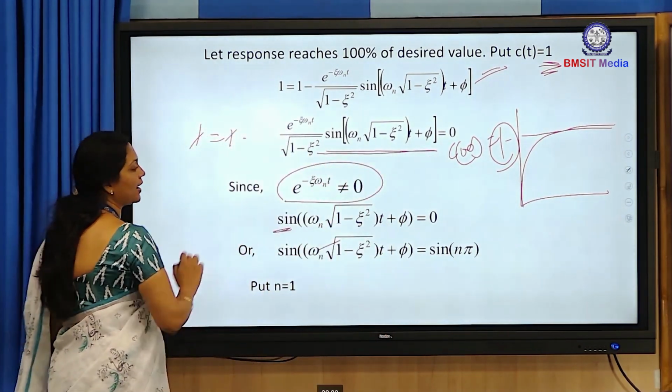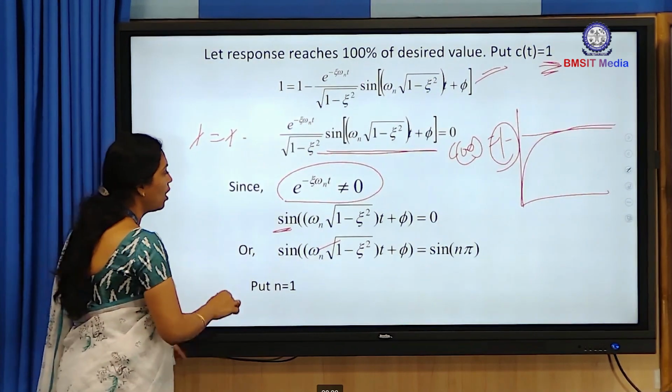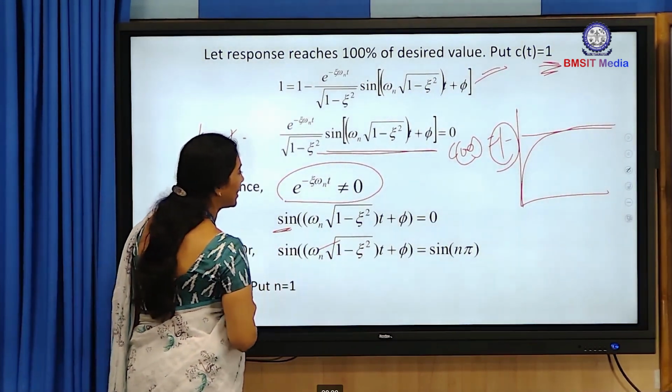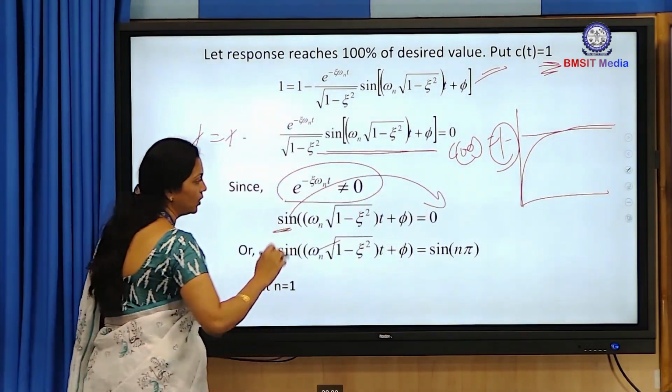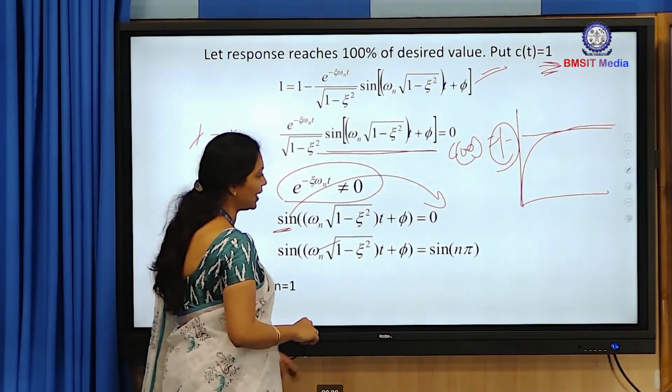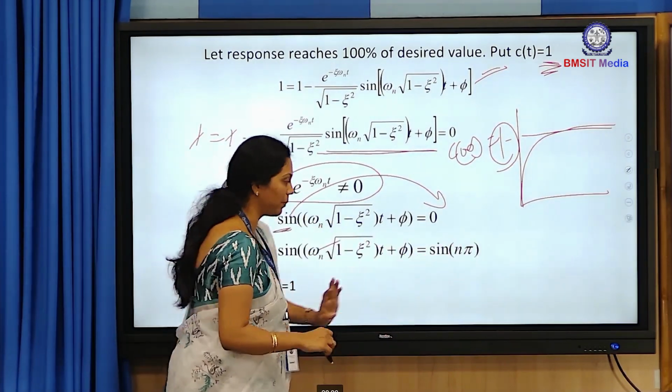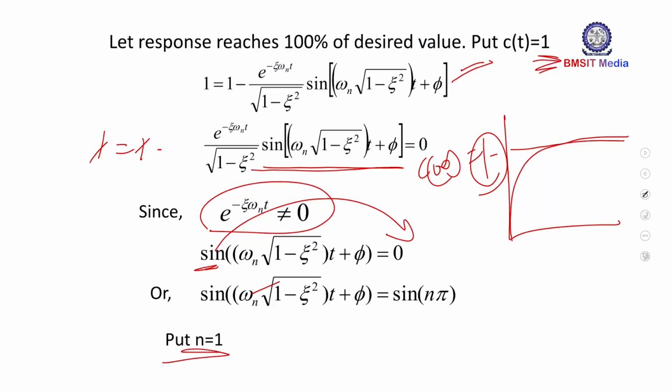Therefore, the second part I am equating to 0. Or this also I can write as what? If I want, I can take this to the other side. So, if I take that to the other side, then it is sine of n phi. But what will be the value here? n can vary as 1, 2, and so on.